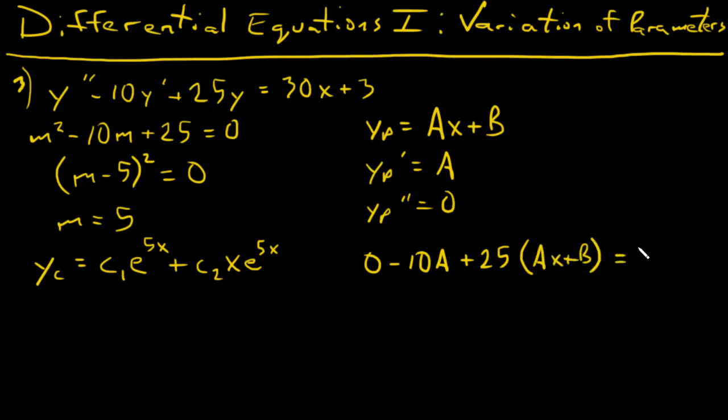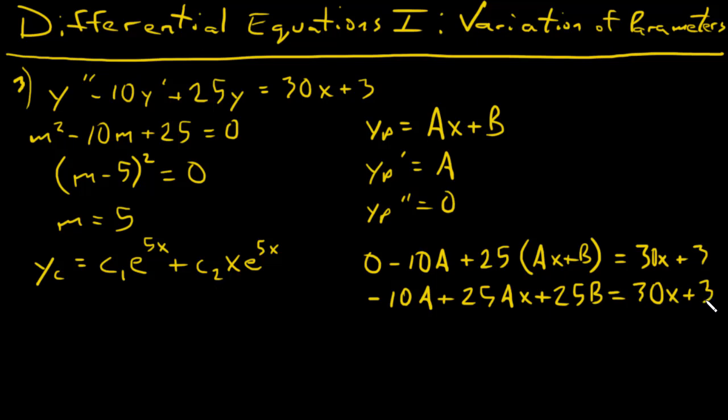and that equals 30x plus 3. Now I can group terms, and if I do that, I can go with, let's see, that's going to be negative 10 equals, oh wait, let me distribute first. I'm going to get in trouble if I do that. I'm going to miss terms. So negative 10a plus 25ax plus 25b equals 30x plus 3.